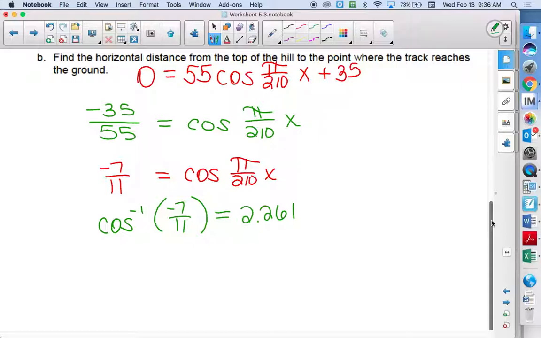So this says find the horizontal distance from the top of the hill to the point where the track reaches the ground. So this here isn't the answer, because that would only be 2 feet. What do you have to do with that to find your answer? Jacob? What would pi over 210 x equal then? Exactly. So this is what the part after cosine is equal to.